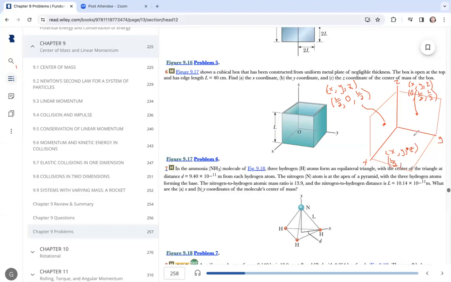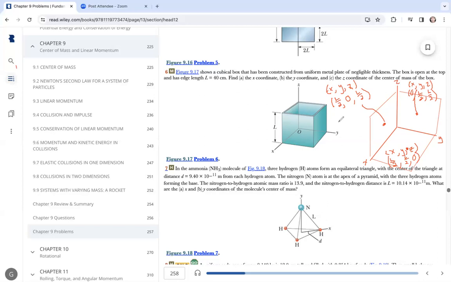And the Y piece would also be L over 2. And the Z piece would be 0, right? Because this plane is on the bottom right here. So hopefully you can follow along that logic with the other three planes, right? The front plane, there's a plane here in front, and then there's a plane on the right side. That's this plane right here.